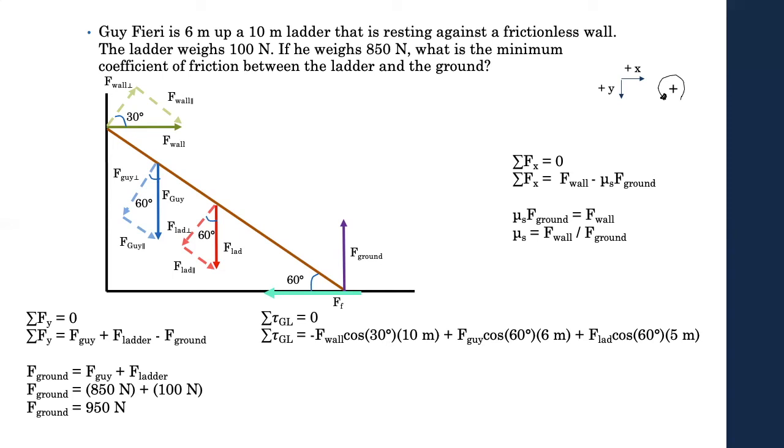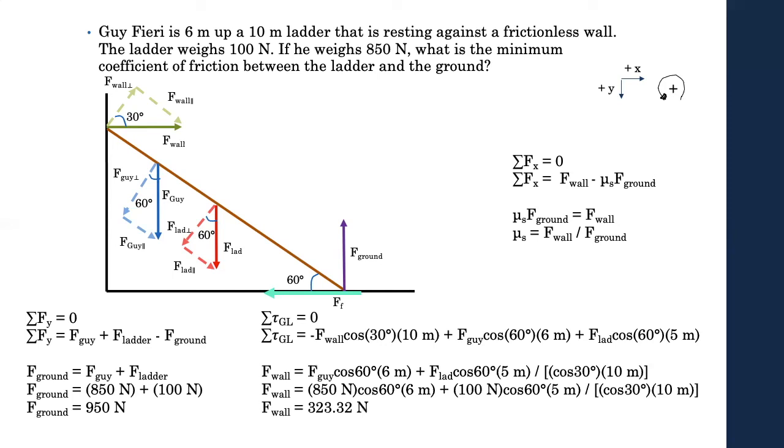Now what we do is we punch these numbers in, and we have all these numbers. We have cos of 30 is computable in your calculator. We have the weight of Guy Fieri being 850 newtons, 100 newtons being the ladder. Everything else is just number crunching. So you come to 323.32 newtons for the force of the wall.